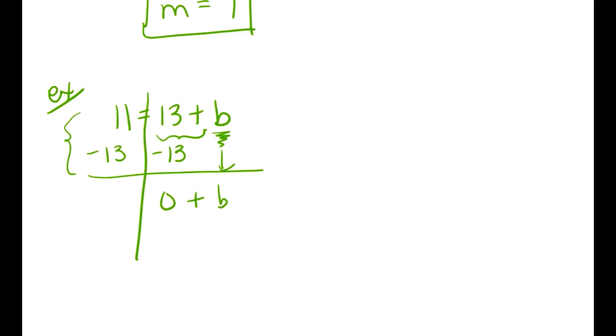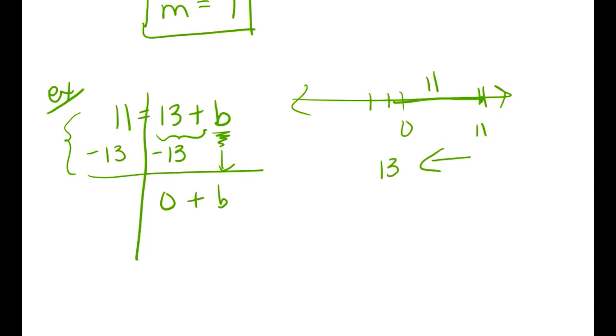But remember, if we start at 11 on the number line, over here, right on there, and I'm subtracting 13, I'm moving to the left 13, which means it's going to take me 11 to get to 0, and then 2 more to get to 13. So 11 take away 13 is negative 2, and now I have negative 2 equals b.